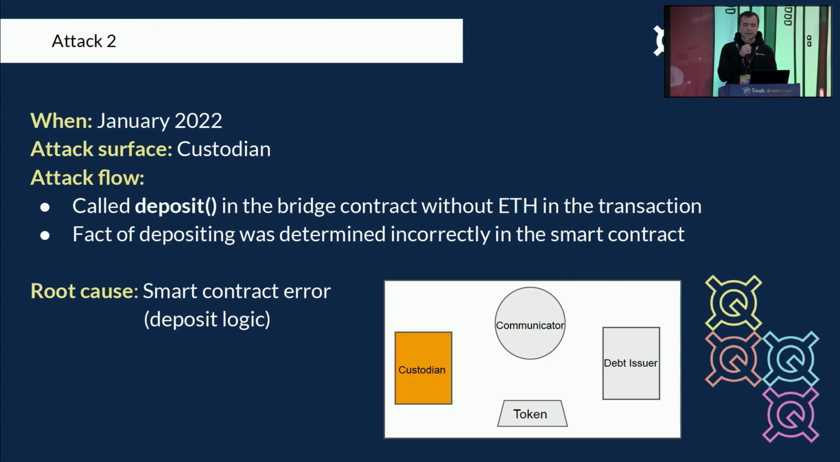Another January attack involving the custodian was related to exploiting faulty deposit logic in a smart contract. Essentially, calling deposit in the bridge contract without providing the ETH backing this deposit was possible, and therefore it was exploited by an attacker. So that's another smart contract related issue.